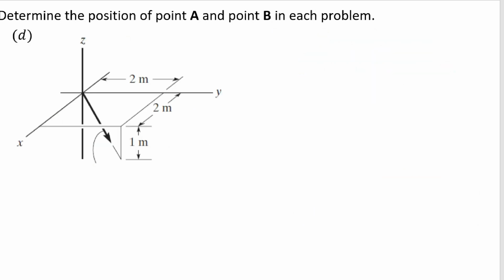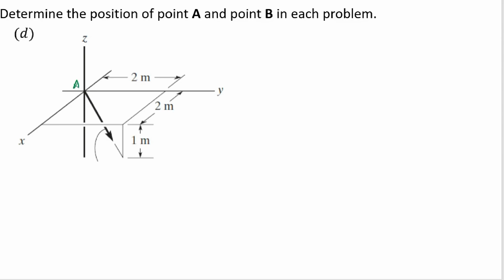So let's proceed to letter D problem. This is our point A, and this is now point B. Since our vector starts at the origin, our point A is 0 on x, 0 on y, and 0 on z. While for our B, what is the distance of this point B along x? So this is the x axis. That distance is 2 meters, and that is along positive x, so that is positive 2.